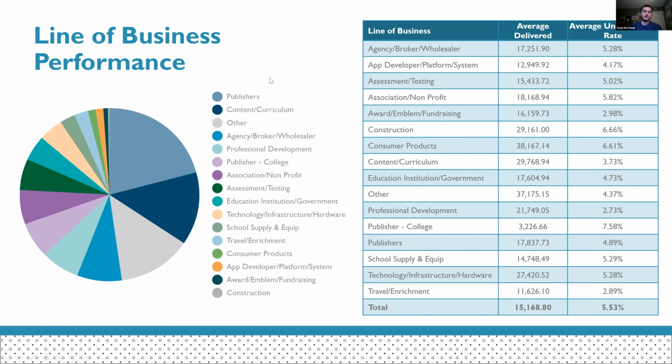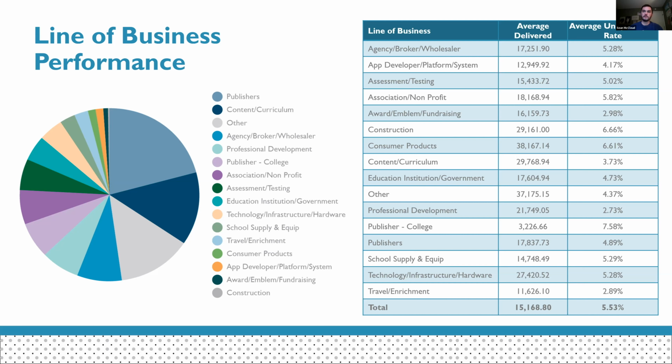This is maybe a little bit in the weeds also, but we're going to look at a little bit of line of business performance. And again, with the idea of benchmarking. So all businesses are not the same when it comes to marketing. Certain types of groups tend to have higher engagement in email marketing. Like you'll see here, college publishers have an average unique open rate of 7.58%.